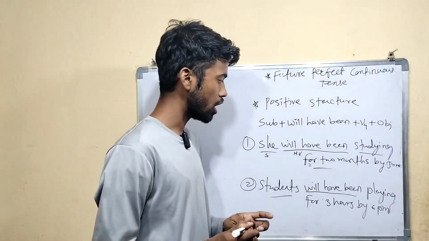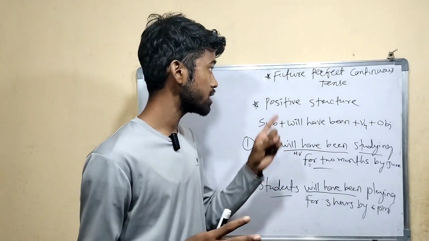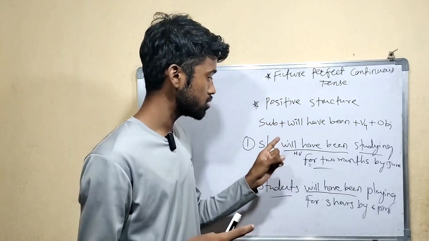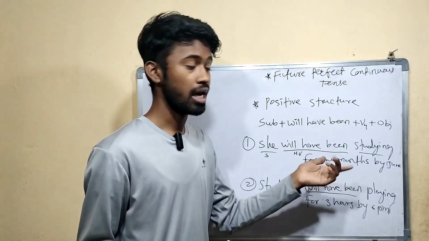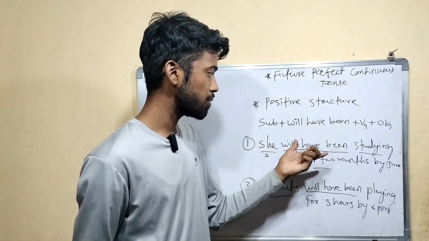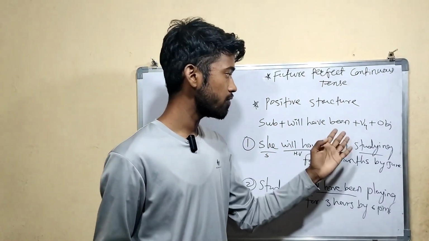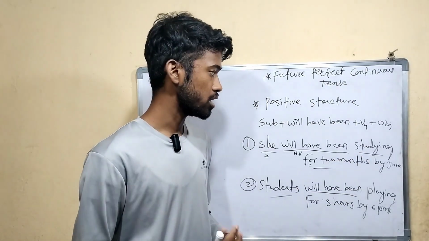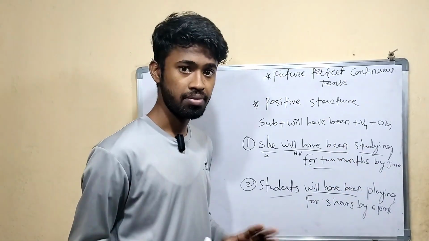Now what you have to remember here: there are three helping verbs in future perfect continuous tense. What are those? Will have been. You have to use all these three helping verbs after the subject and before the main verb. This is the place of helping verbs in future perfect continuous tense. After that, we use the fourth form of verb, in other words the ing form. So, she will have been studying for 2 months by June.